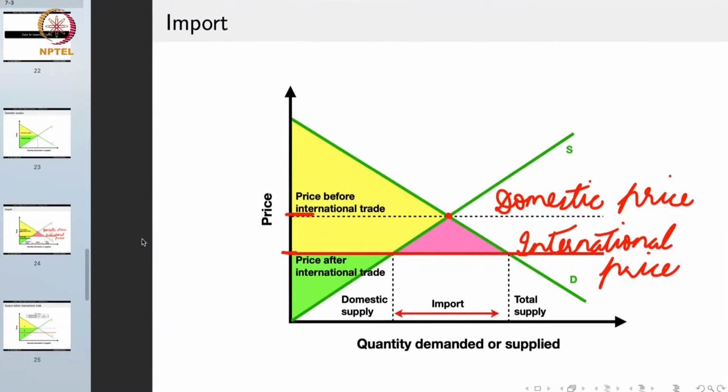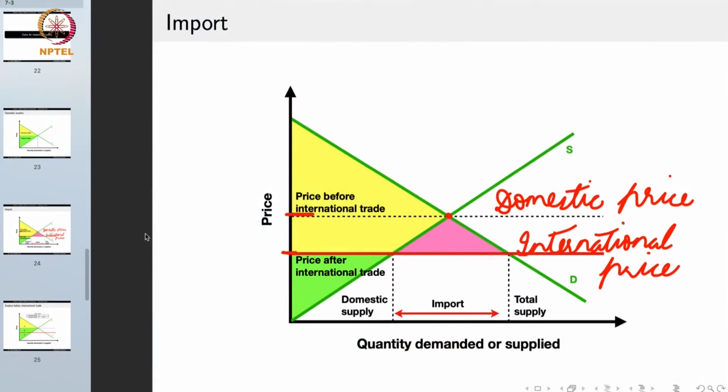Now, if quality remains the same, the consumers would want to purchase things at the lower price. So they would go for the item that has been manufactured internationally because it is available at a cheaper price. And so the domestic producers would have the option of either reducing the price to match the international price or go out of business. Which is what we are observing here. So this is the price after the international trade, even in the domestic market.